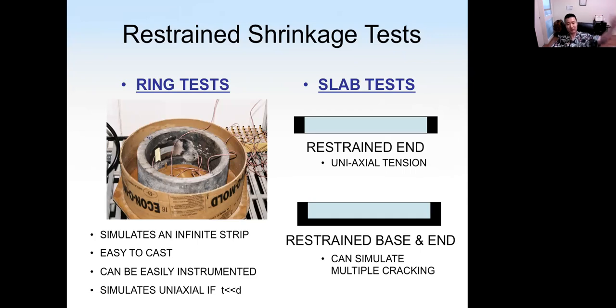And we could use the ring test, which is set up in this picture, to simulate the shrinkage restraint in the strip. The experiment is very easy to do, and we can simulate the restraint effect only on the ends, like in this case, or we can simulate the restraint not only on the two ends, but also on the bottom, such as the case of a pavement, for example.